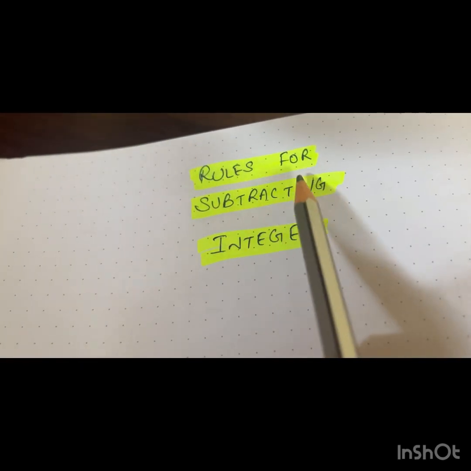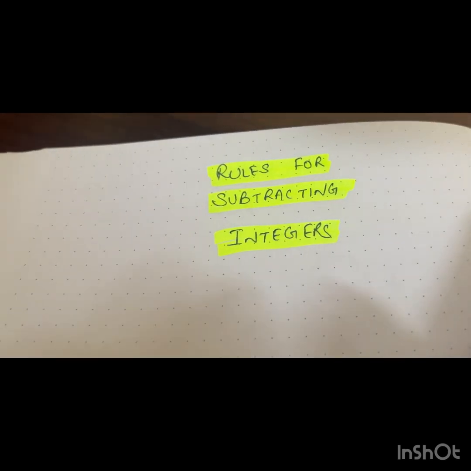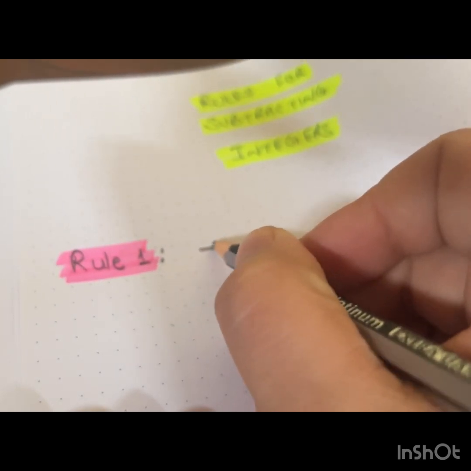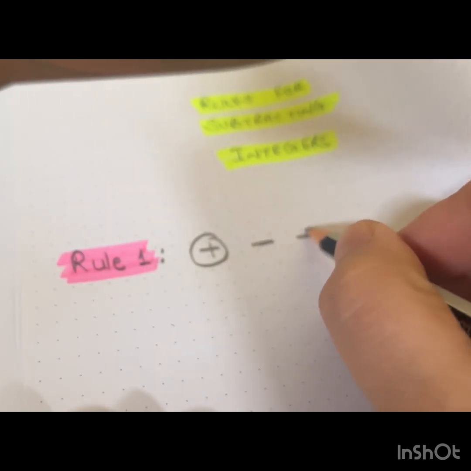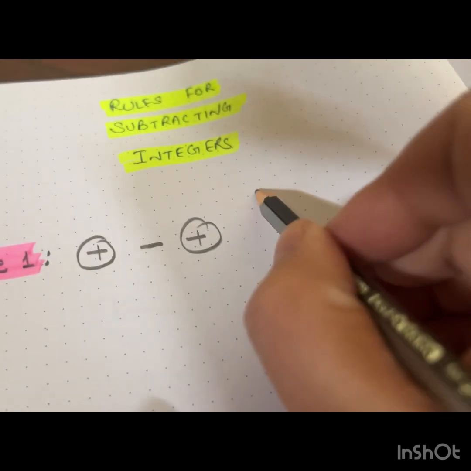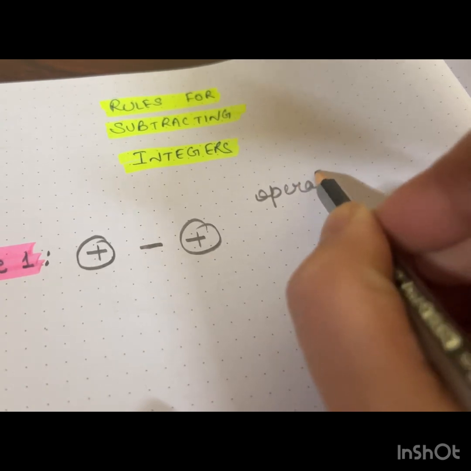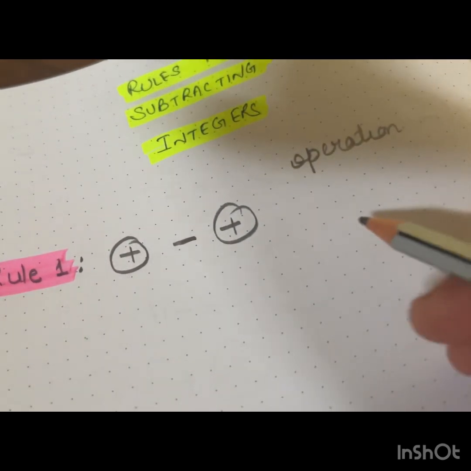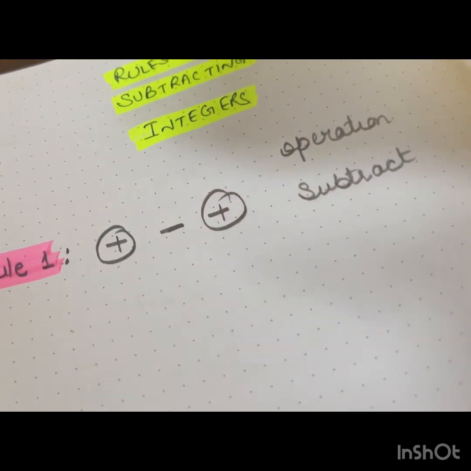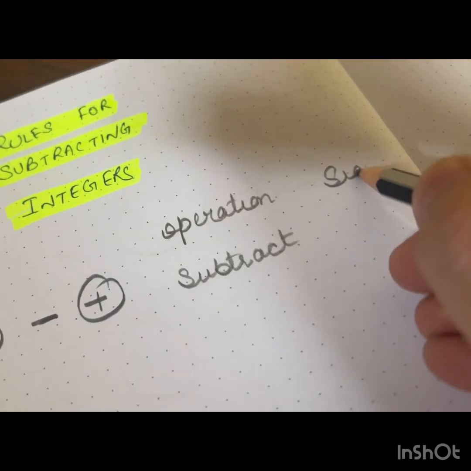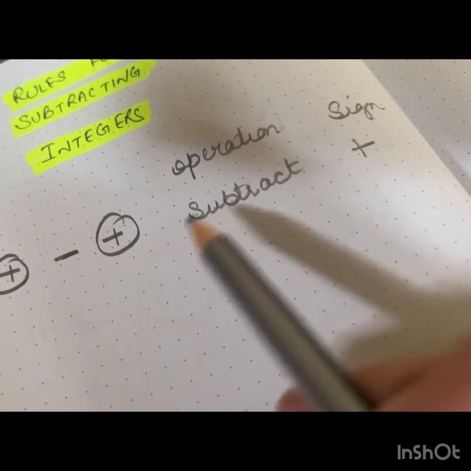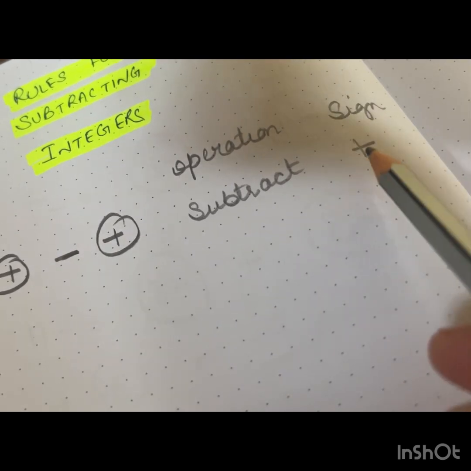Today's topic is rules for subtracting integers. So let us start. Rule number 1 is if we are subtracting both positive integers, the operation we use here is subtraction. We are going to subtract them, and the sign we apply here is plus, meaning whatever answer comes will be a positive integer.